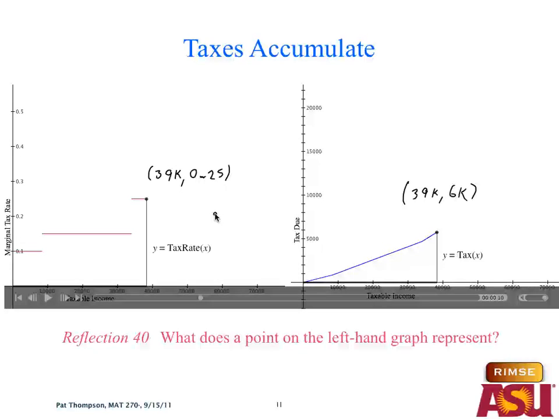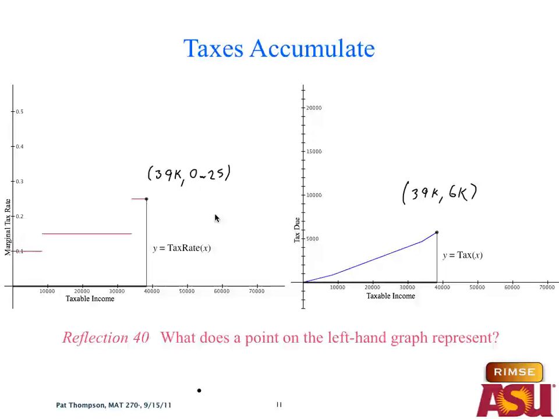What do you think about that? All 39,000? No. So which amount of money? What's above the 32,000. Yeah, it's just for the current dollar. This is the current dollar that she's making, the tax that she pays on the current dollar or the next dollar.